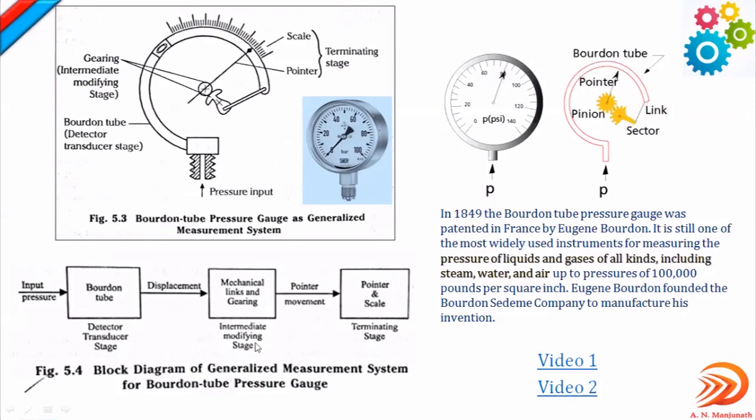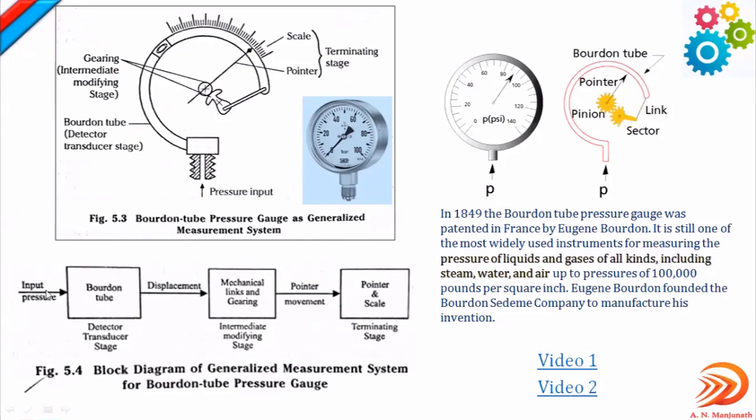Then the second stage, the intermediate modifying stage. In this example, it is the mechanical link and the gears. That is what is mentioned here: mechanical link and gearing. The third stage is the terminating stage, which is the pointer and scale. That is what is being mentioned. Three stages with respect to this Bourdon tube pressure gauge.